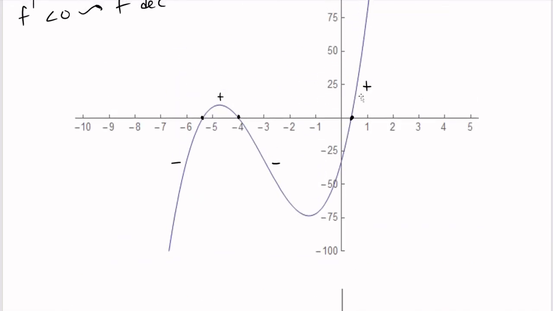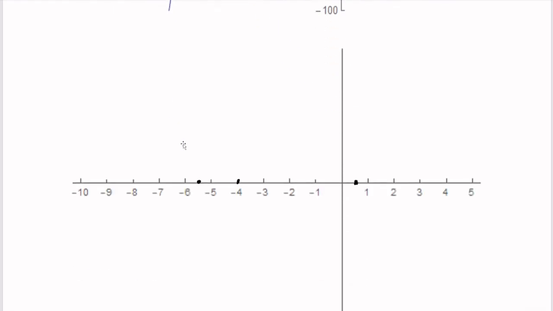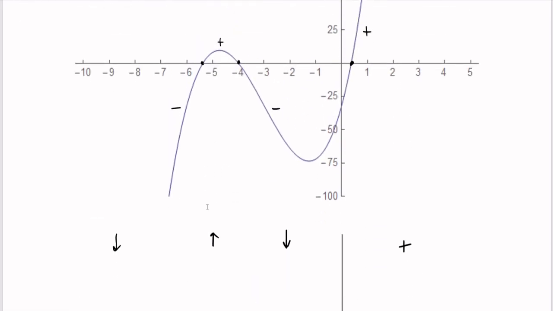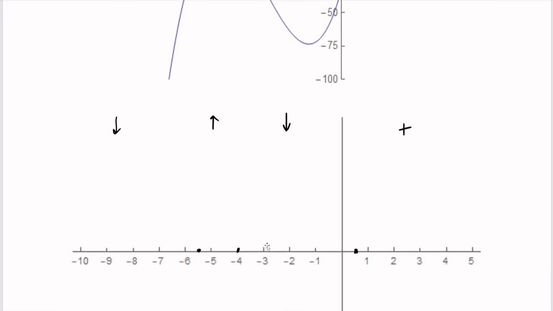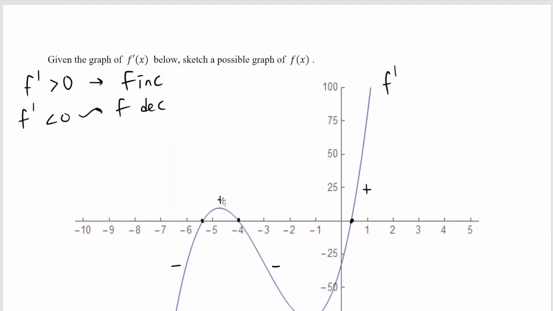Okay, so what do we know about f again? It's going to be decreasing over here. It's going to be increasing in this little range, and then it's going to be decreasing in this range, and then it's going to be increasing over here. So however I draw this function, I know that in these little ranges here, I know what's going to happen.